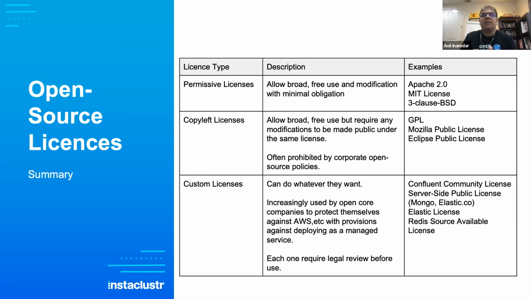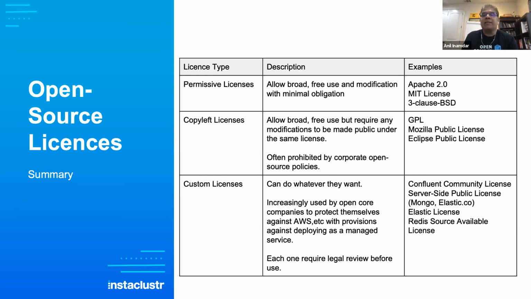The second license is the copyleft license. Now, you might have heard copyright. Okay, so there's a copyleft. This also allows broad free use, but requires any modifications to be made public under the same license. So this is different from the permissive license, where I can make changes and I don't have to publish those changes under the same license. I can have my own proprietary thing going on. Here, I cannot have that. So this is often prohibited by corporate open source policies. Examples of this licensing are GPL or Mozilla Public License.